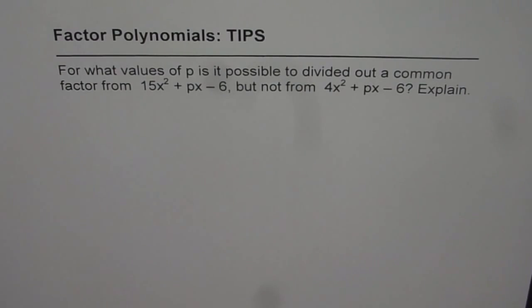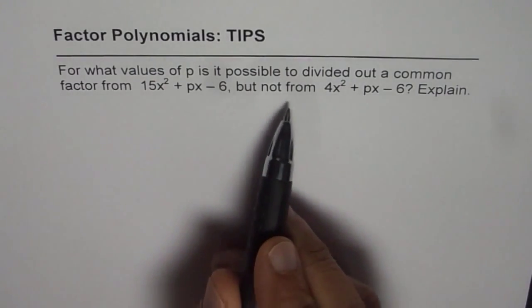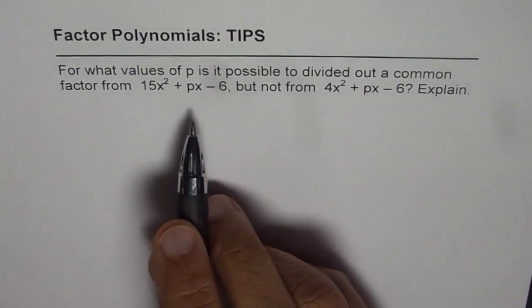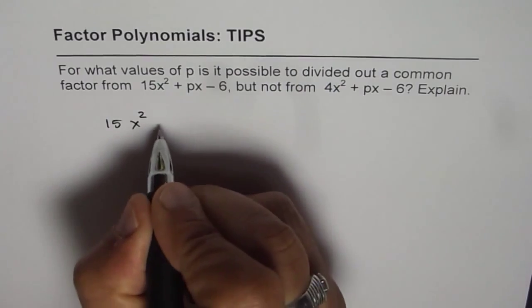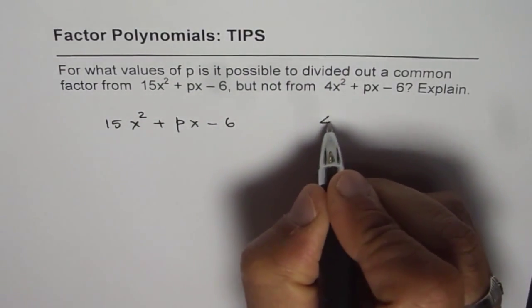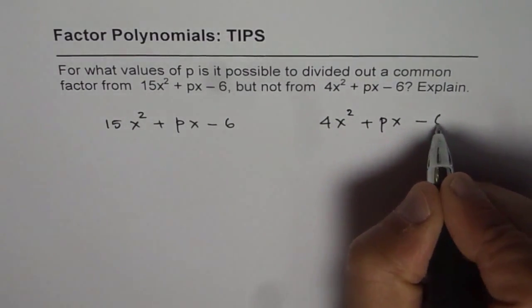Once you've answered, look into my suggestions. Now let's read the question again. It says, for what values of p is it possible to divide out a common factor from 15x squared plus px minus 6 but not from 4x squared plus px minus 6? So we have two polynomials here. One is 15x squared plus px minus 6 and the other one is 4x squared plus px minus 6.